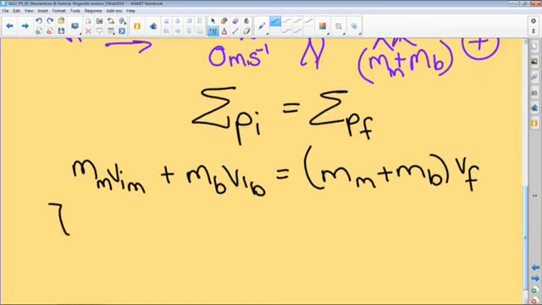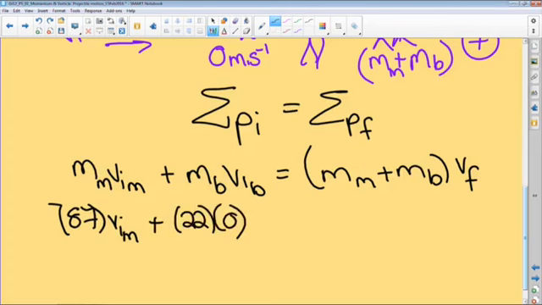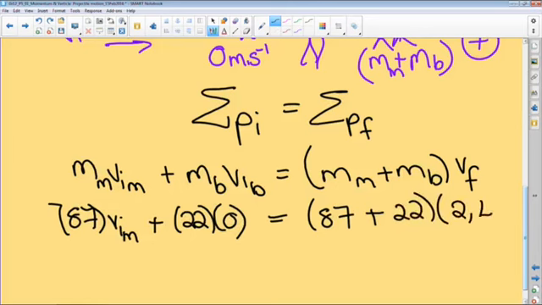So the man was 87 kilograms. We don't know his initial velocity. The boy is 22, but he's not moving. Afterwards, it's 87 plus 22, and it's going at 2,4. We've done the signs. This would be 1, 2, 3, 4 marks, maybe 3, maybe 4 marks, depending on the examiner. Now it's a maths issue.